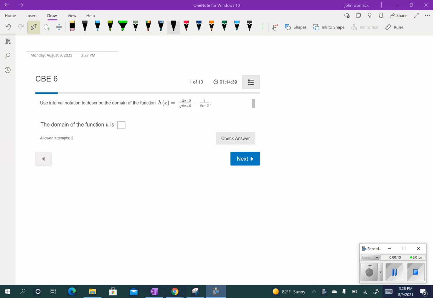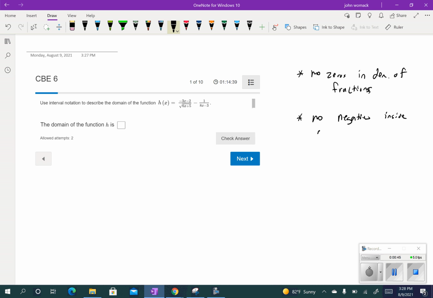So remember, when we talk about domain, there's two things we said we should worry about. One is we don't want no zeros in the denominator of fractions, because that means it would be undefined. The function would not exist. So no zeros in the denominator. Second thing is no negatives inside of square roots. Okay, so those two things we're looking at.